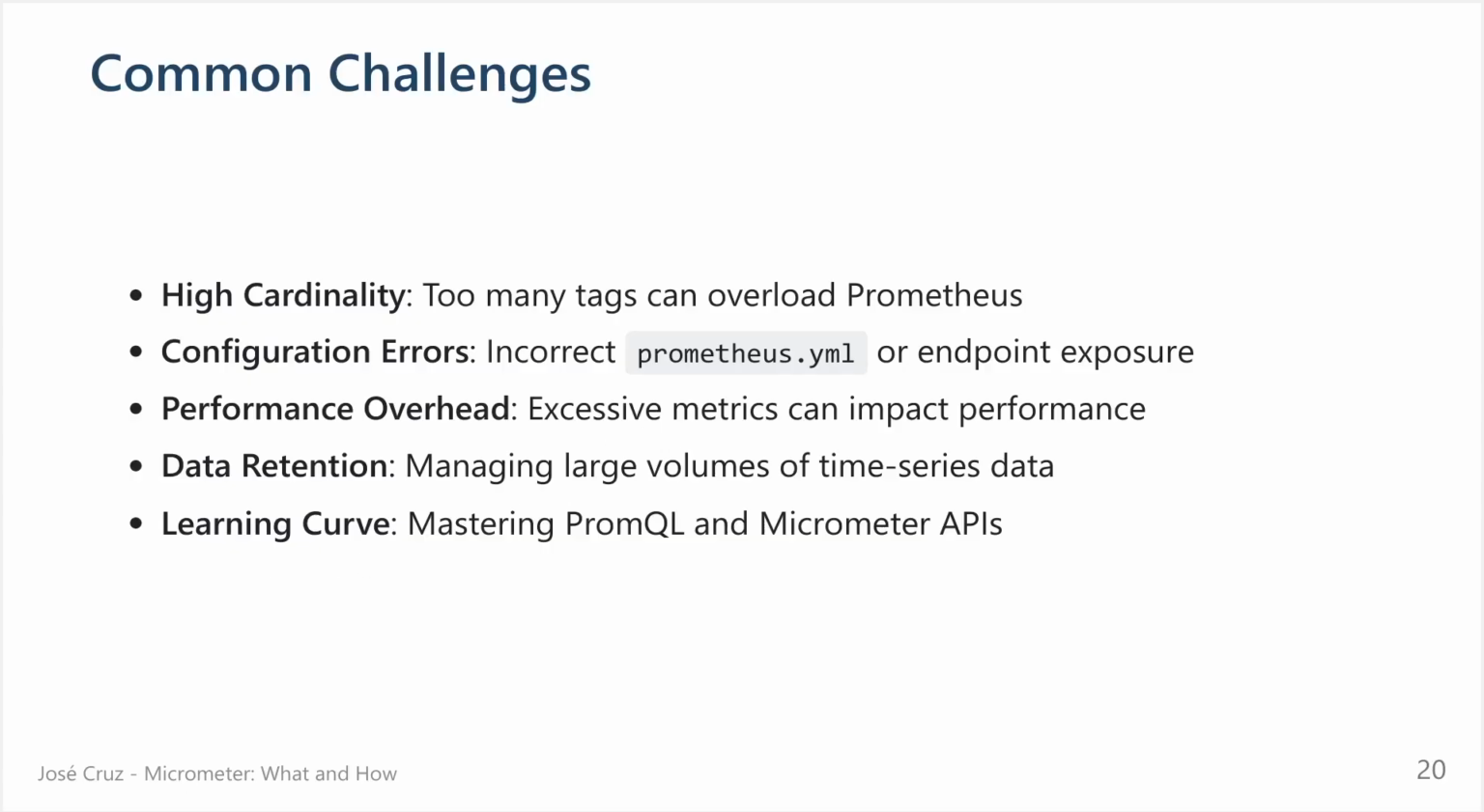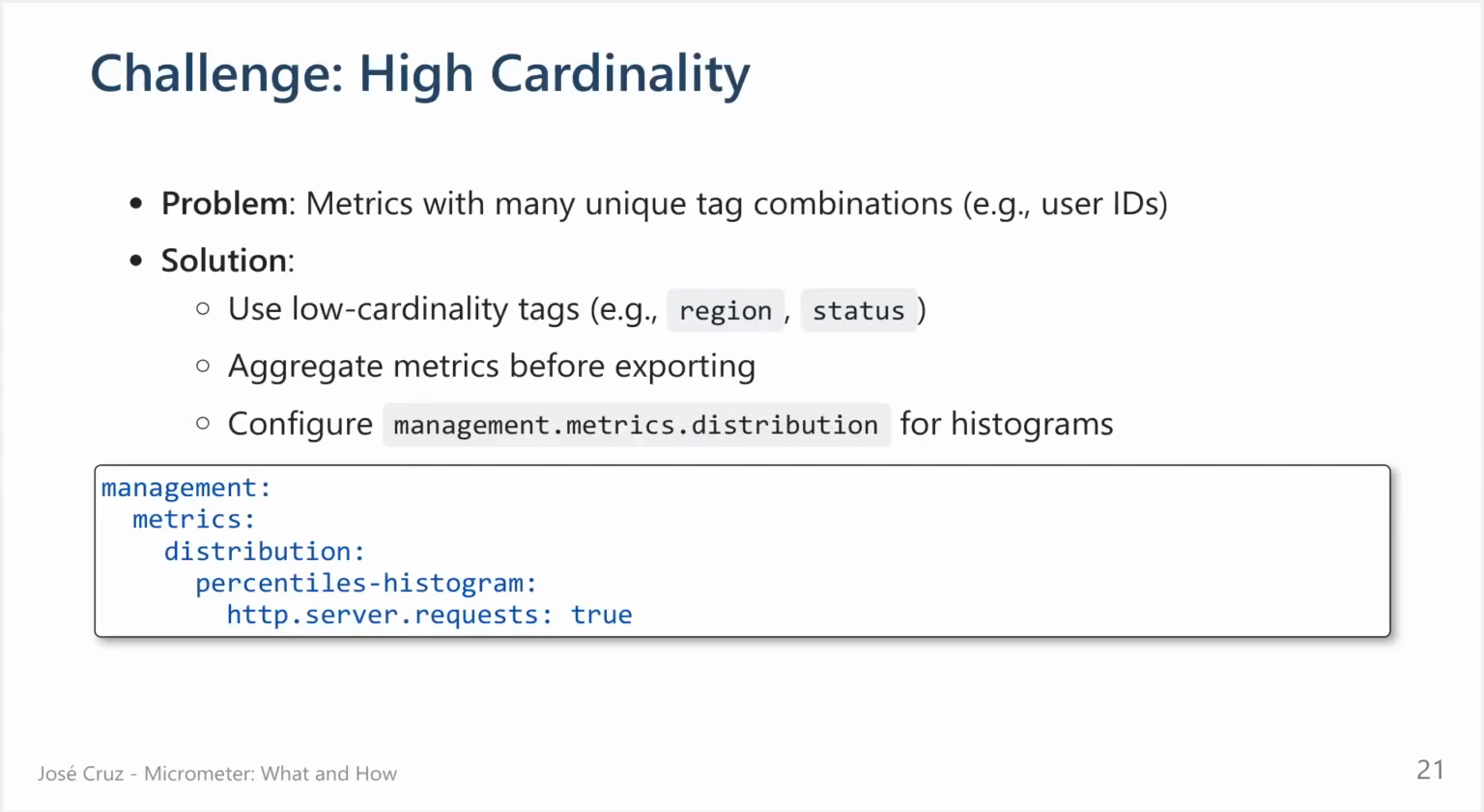And of course, there's some learning curve, mastering PromQL, the query language on Prometheus, and the Micrometer APIs, but that's our job, right? Another challenge is high cardinality, metrics with many unique tags. Be careful with that. Usually the tag should be something like region or status. Don't specify something like user ID.